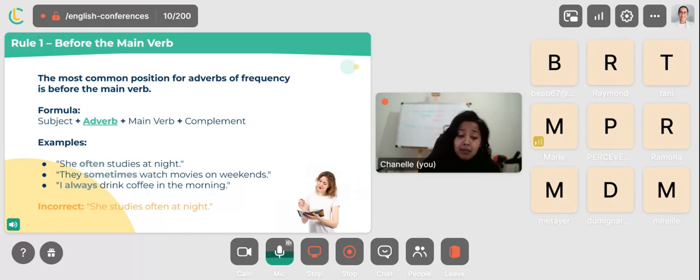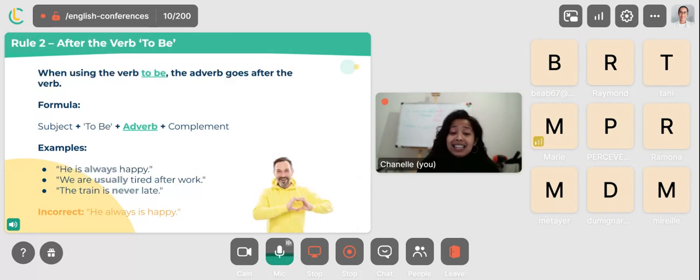They sometimes watch movies on weekends. I always drink coffee in the morning. An incorrect use, and an error that is probably made a lot, is she studies often at night. No, we need to remember that the position for most verbs is between the subject and the main verb.